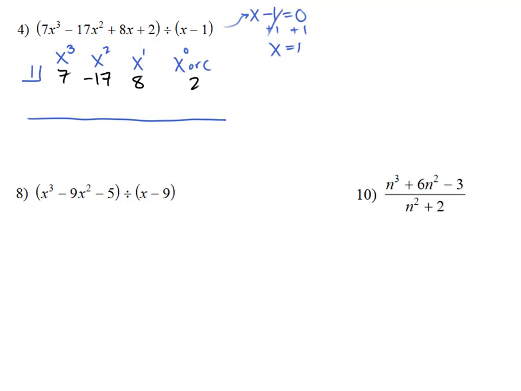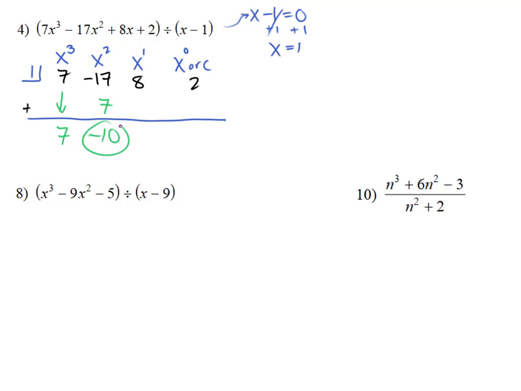Okay, so now we're ready to get our algorithm going. And again, the way we start this, we drop down the very first coefficient. And anything that comes below the line, we're going to multiply by the number in the box. So 7 times 1 is 7. And we write that underneath our next coefficient. So again, 7 times the number in the box gives a 7 and we're adding. Negative 17 and 7 makes negative 10.